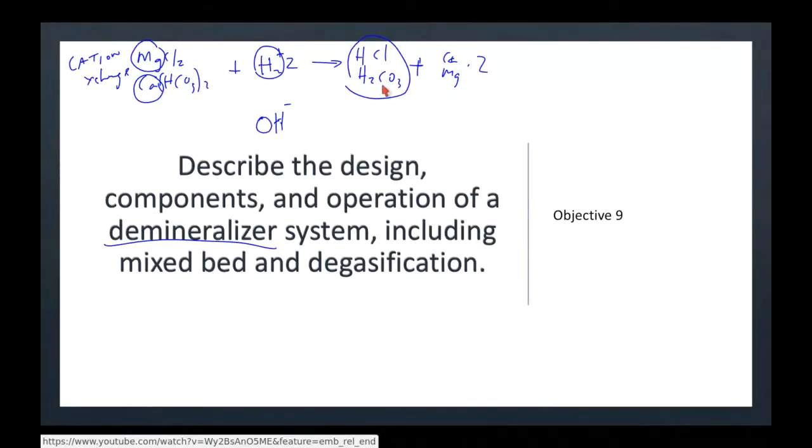But now we got to deal with this acid again. We don't want the acid. So we're going to take the acid, we're going to put it into the anion exchanger. So maybe we've got some hydrochloric acid going in. Maybe we've got some sulfuric acid going in. Carbonic acid going in.